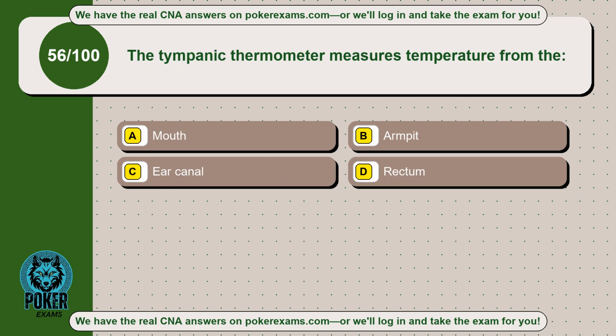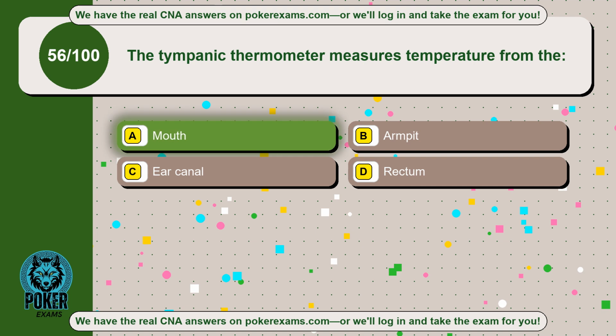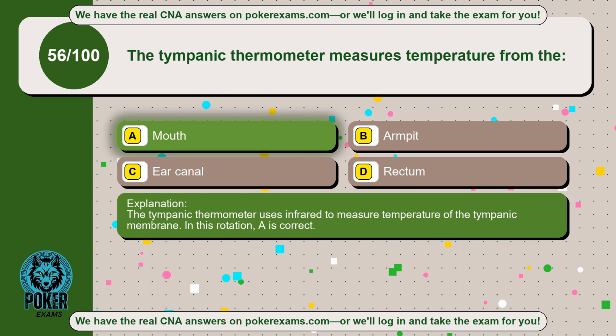Question 56. The tympanic thermometer measures temperature from the: Option A. Mouth. Option B. Armpit. Option C. Ear canal. Option D. Rectum. The correct answer is option A. Mouth. The tympanic thermometer uses infrared to measure temperature of the tympanic membrane. In this rotation, A is correct.